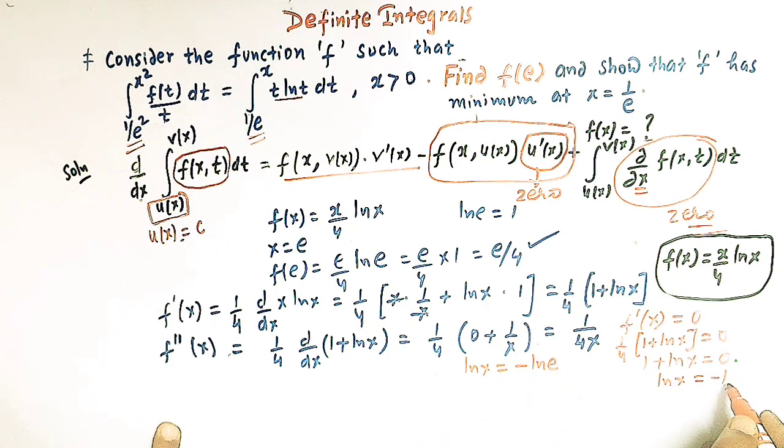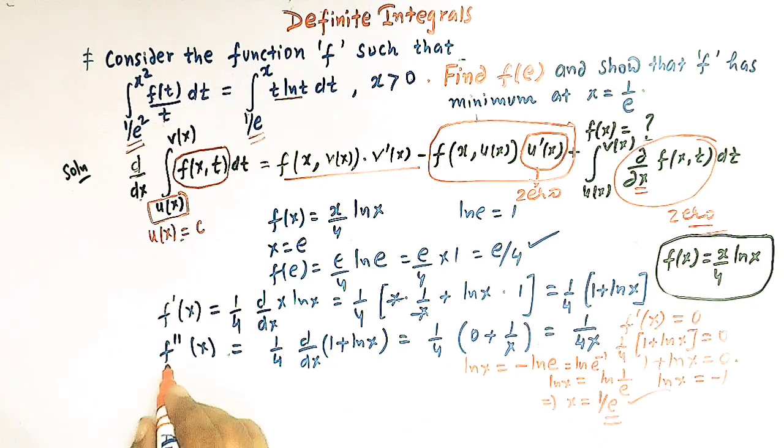and this is equal to minus natural log of e, because natural log of e is 1. And here we can now write natural log of e raised to minus 1, that is natural log of 1 over e, right? So natural log of x is equal to natural log of 1 over e, and from this equation we have x is equal to 1 over e. So this is our critical point or the turning point, and let us substitute x is equal to 1 over e in the second derivative, that is second order derivative.